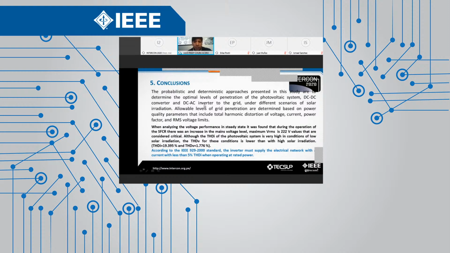Finally, the probabilistic and deterministic approaches presented in this study determine the optimal levels of penetration of the photovoltaic system, converting DC to AC, with the inverter connected to the grid under different scenarios of solar irradiation. Lower levels of grid penetration are determined based on power quality parameters that include total harmonic distortion, voltage, current, power factor, and RMS voltage limits.